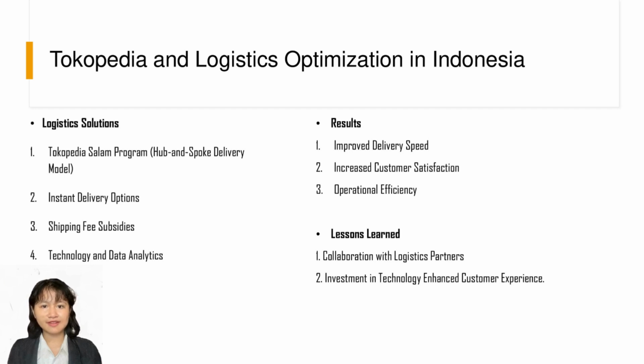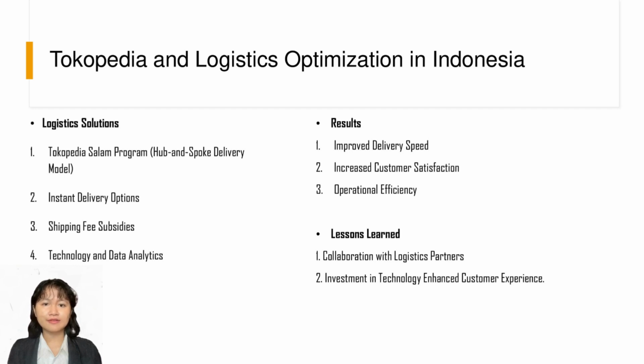3. Shipping fee subsidies. Tokopedia allocated a special budget to subsidize shipping fees for buyers, particularly during major sales events like Harbolnas, Indonesia's national online shopping day. 4. Technology and data analytics. Tokopedia utilized big data technology to predict shipping trends, determine the best logistics routes, and reduce transit times. Additionally, real-time tracking features were implemented to allow buyers to monitor their orders.